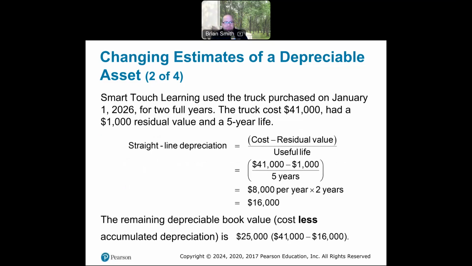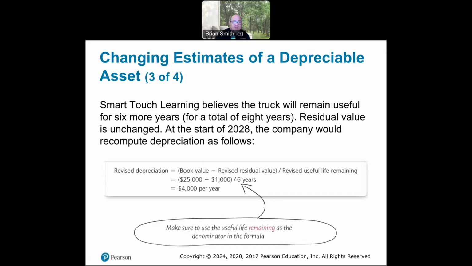So in this example, we have our straight line depreciation method. What are they trying to do here? This is what we were calculating. The remaining depreciable book value was 25,000 in this situation, but then we believe that the truck's remaining useful life is 6 more years, so a total of 8. So what we have to do is take our book value minus the residual value at this point and divide it by the amount of years we have left. And so we're going to adjust our depreciation expense to that 4,000.